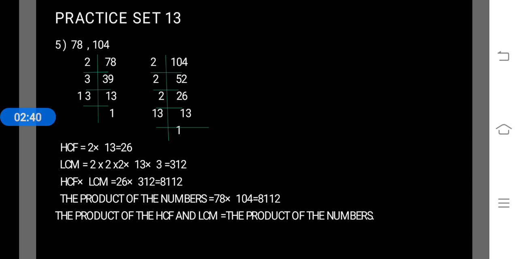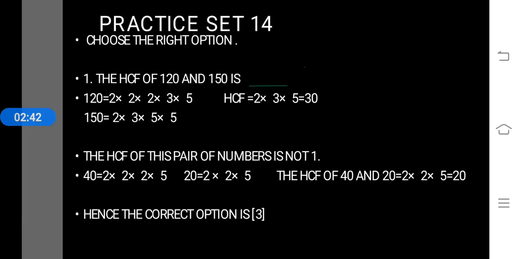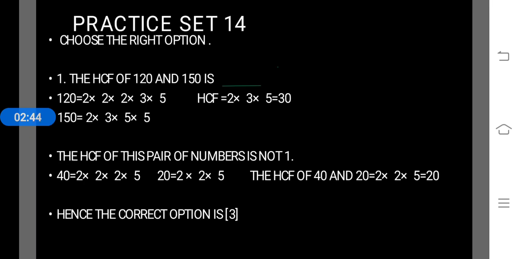Let's start practice set 14. Choose the right option. The HCF of 120 and 150 is? 120 is factorized as 2 into 2 into 2 into 3 into 5 and 150 is factorized as 2 into 3 into 5 into 5. So the HCF is 2 into 3 into 5. That comes up to 30. So option 1 is the right answer.